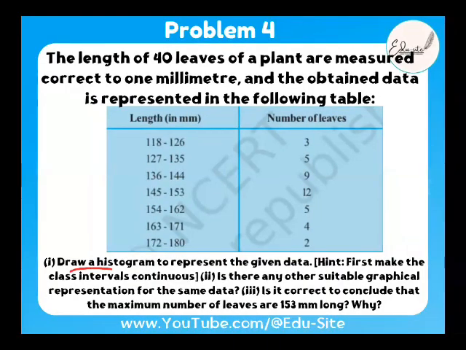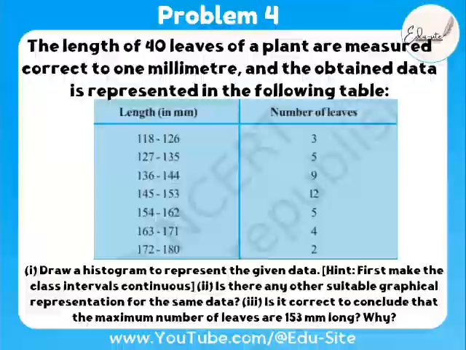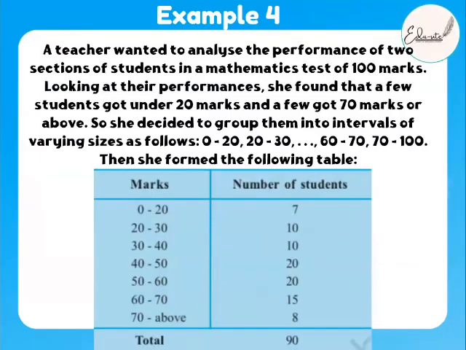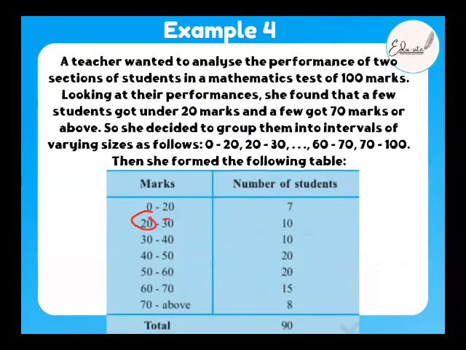Draw the histogram. First, make the class intervals continuous. Okay, one thing is wrongly given here, beta. I just didn't tell you in the previous question; we'll see the previous question first. Look here, class intervals should be continuous. What does class intervals mean? This class interval 0 to 20, 20 to 30. The higher limit of one should be the same as the next one. For example, 20 to 30, then 30 to 40; the lower and the upper should be the same.